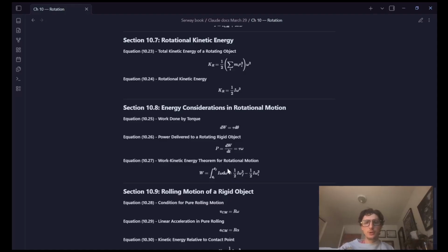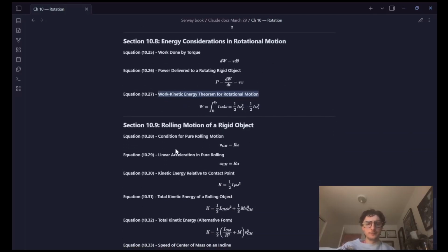Work kinetic energy theorem for rotational motion. I'm going to skip this one too, guys. We're going to go here.